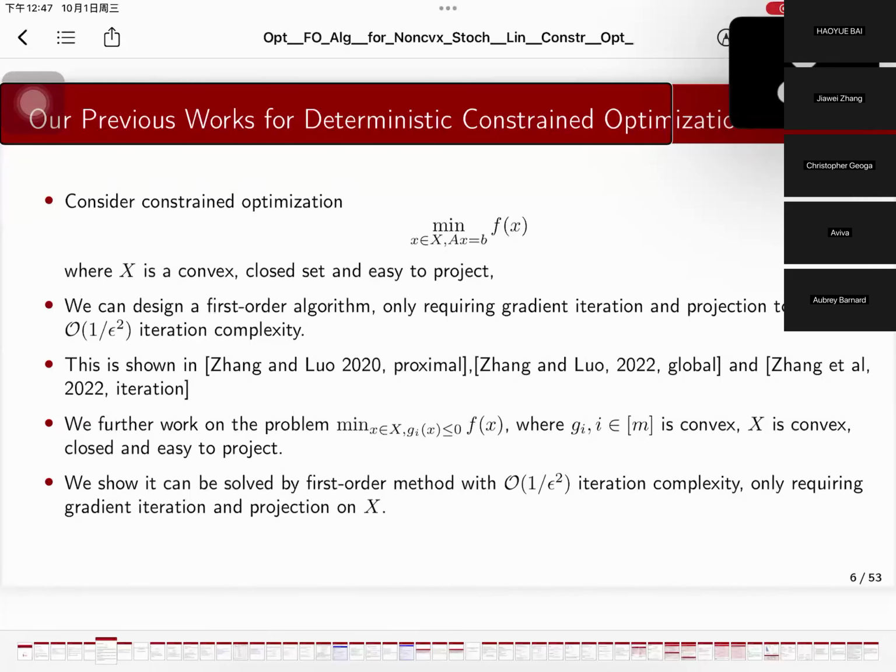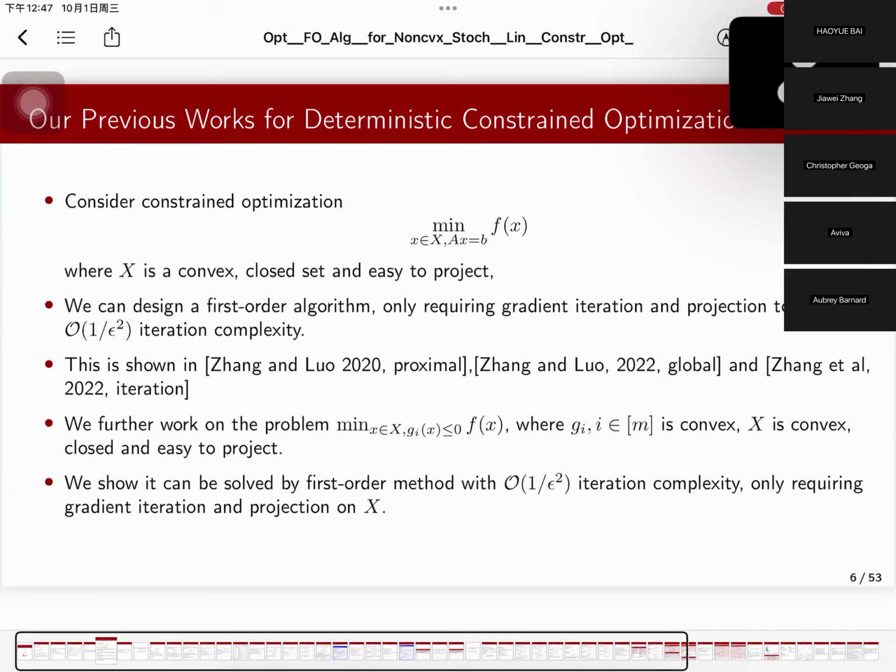In our previous papers, we showed that we can design first order primal dual methods that achieve optimal iteration complexity for this problem. Even if the objective function f is non-convex, as long as the constraint set capital X is convex and the inequality constraints are also convex, we can have optimal iteration complexity, only requiring some basic constraint qualification.